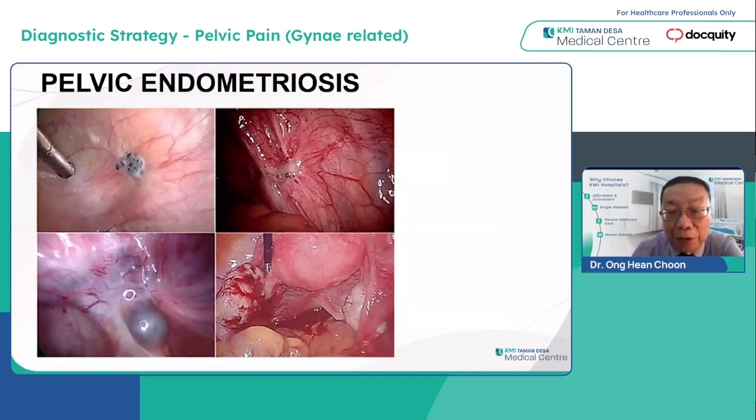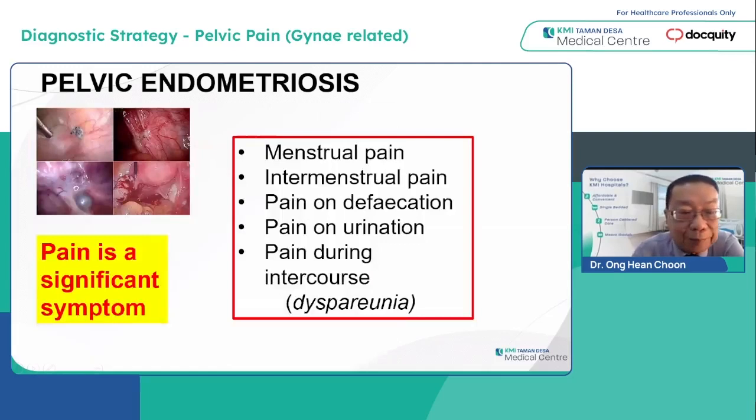I move on now to the next condition, which is very common too. That is pelvic endometriosis. You can see all the spots there, the scarring and the spots. All these are pictures of pelvic endometriosis.